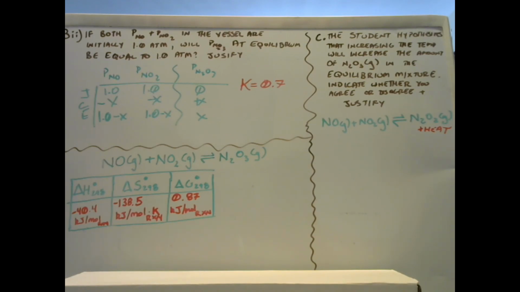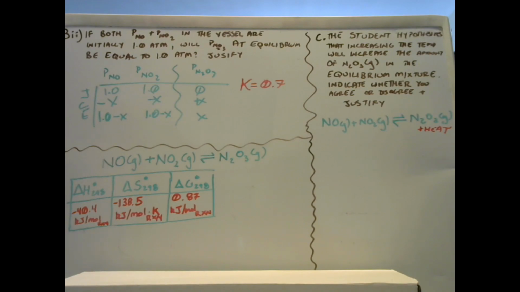A more official way of saying that would be, because the reaction is exothermic as indicated by a negative delta H value, increasing the temperature of the reaction will favor the formation of the reactants, because heat in an exothermic reaction is a product.